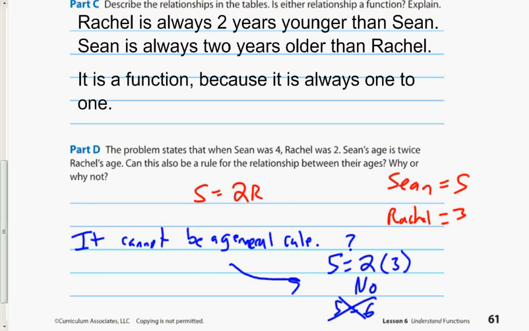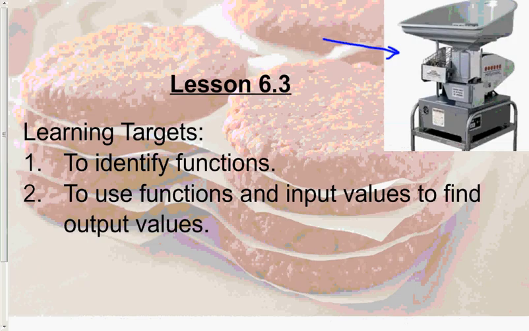All right, that's all we're going to talk about for today for functions. Again, we're just looking at are things functions or not, and how can we deal with equations of functions to find output values. All right, that's lesson 6.3. Enjoy your day.